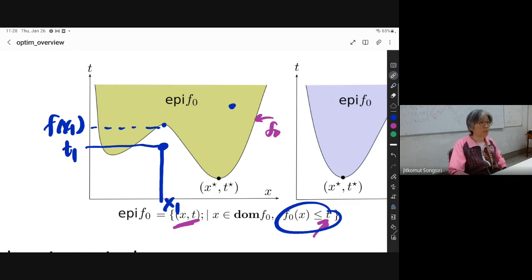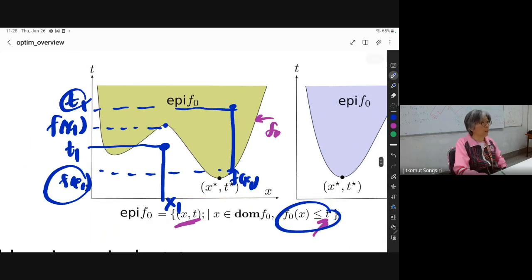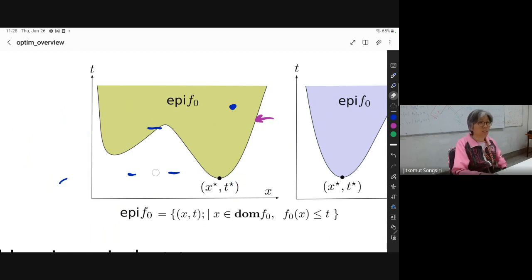This is in my epigraph because my f(x1) is here, right? This is my f(x1). And my t1, where is my t1? My t1 is here. So my f(x1) is less than t1. Got it? If you don't want to think too much, it's the same as saying that it's an area above the graph. This is just a math or corresponding math condition.